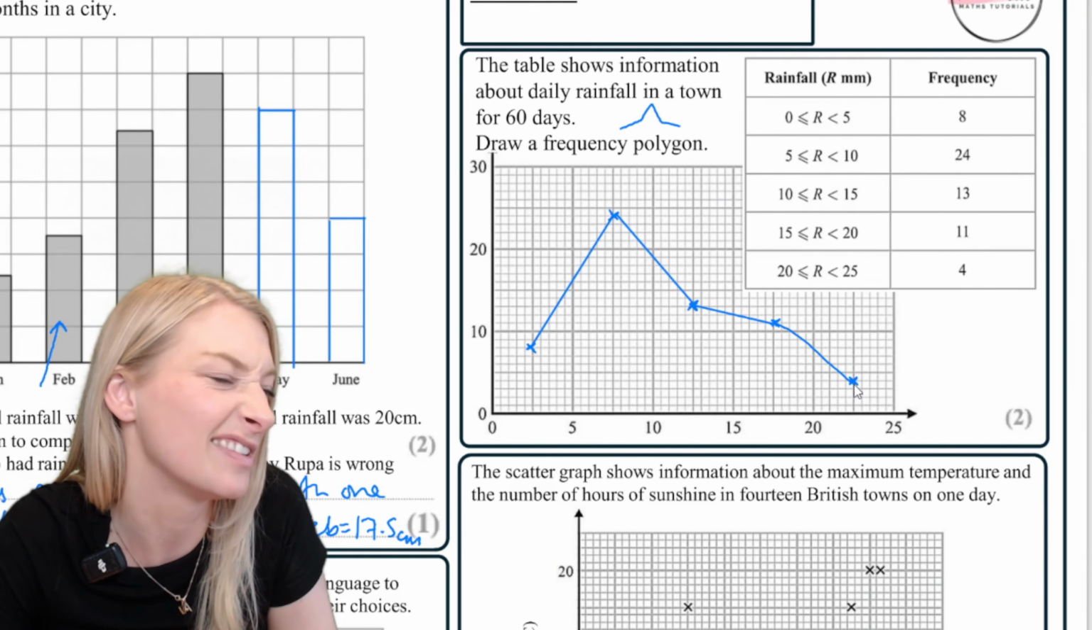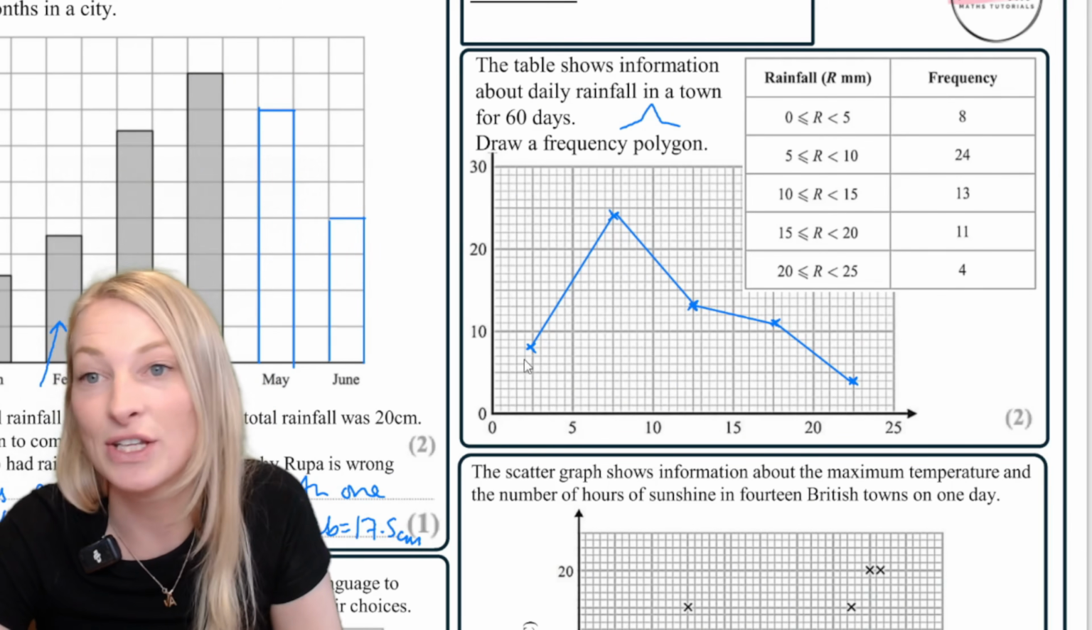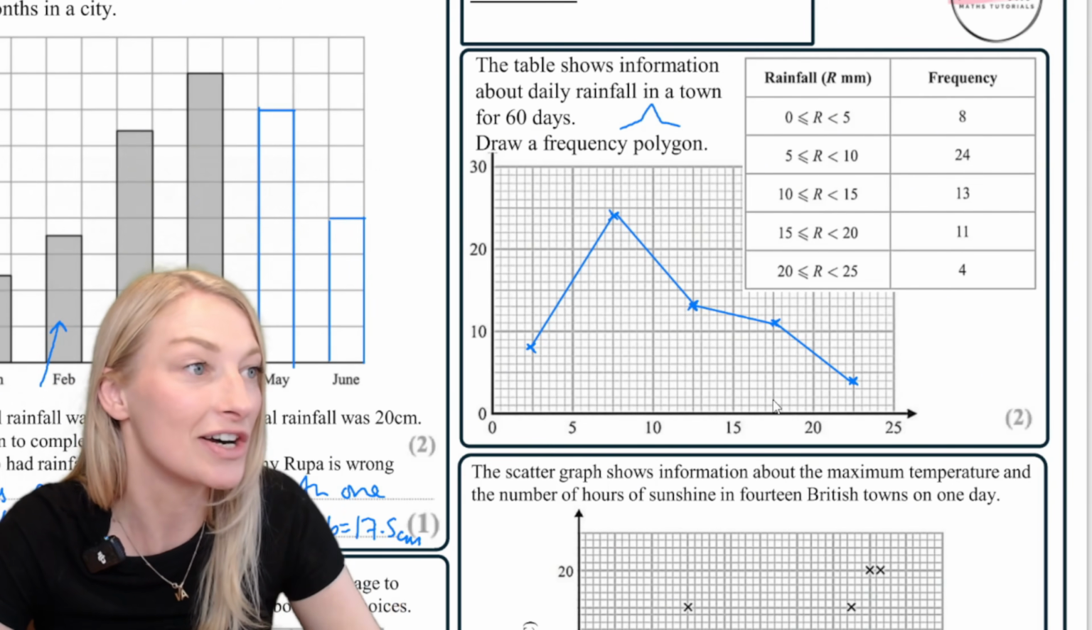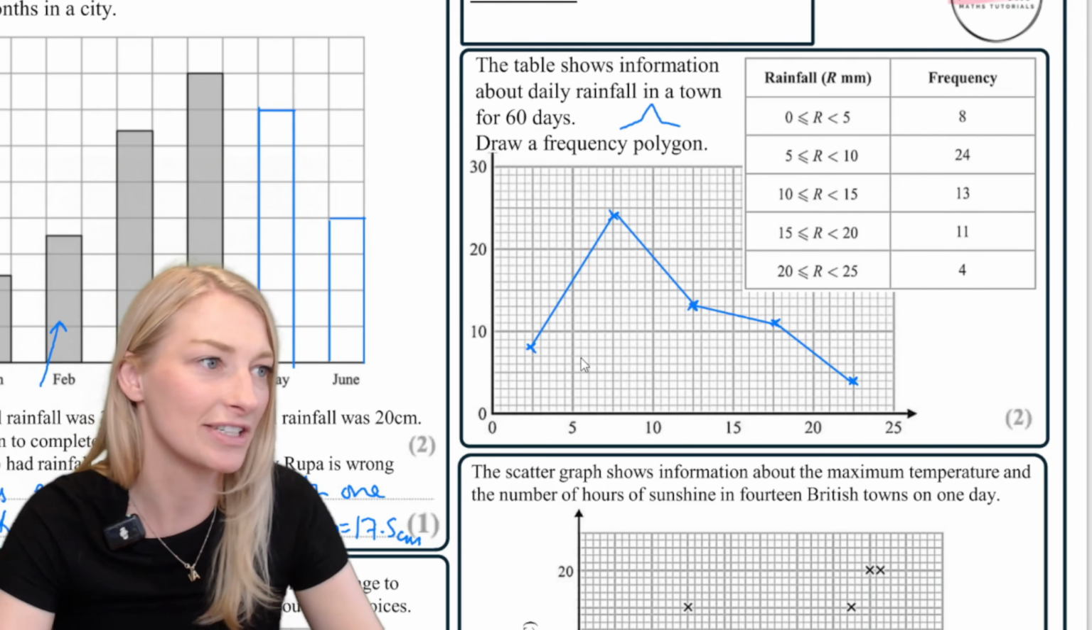There we go, loosely. Never ever join it to the origin and never ever connect it along the bottom. Polly is a free shark. She likes to float about and she definitely doesn't want you to chop her body off.